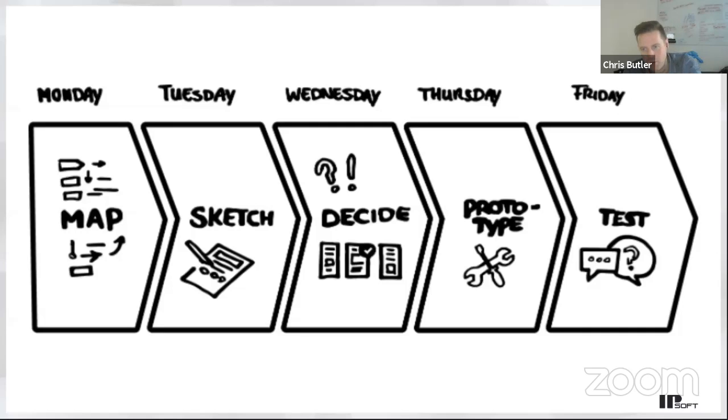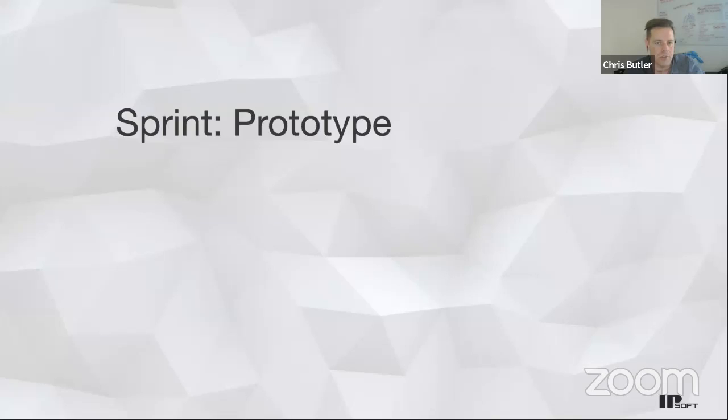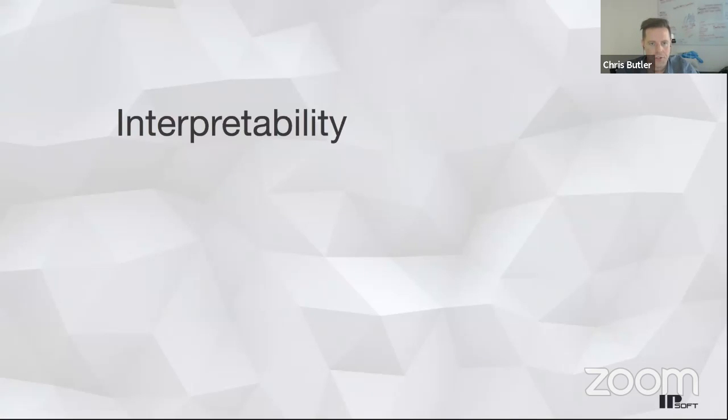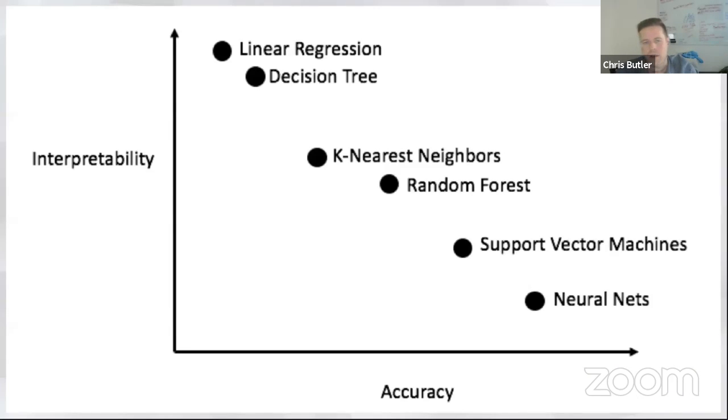And now when we prototype, I think that gets really interesting when we start to think about what that means for AI or machine learning systems. And so in the prototype, we want to understand what we are really using these prototypes to do. There's a bunch of different reasons why you would build a prototype, but in this particular case, one of them is about interpretability, which is incredibly important for machine learning systems. So this is the classic accuracy versus interpretability, where you have things like linear regression, very interpretable but potentially less accurate than neural nets, which are more of a black box.